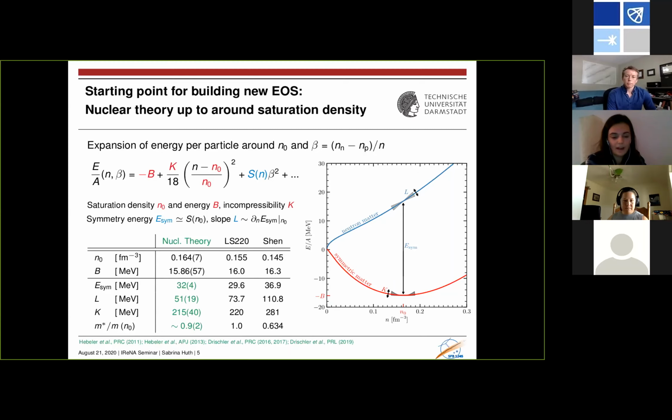So this is an ab initio calculation. And especially for the effective mass, chiral EFT predicts a value at saturation density of roughly 0.8 or 0.9, but the Lattimer-Swesty EOS does not explicitly use an effective mass. So here the effective mass is set to the bare nucleon mass, and the Shen EOS uses a value that is rather low, a value of 0.634 at saturation density.